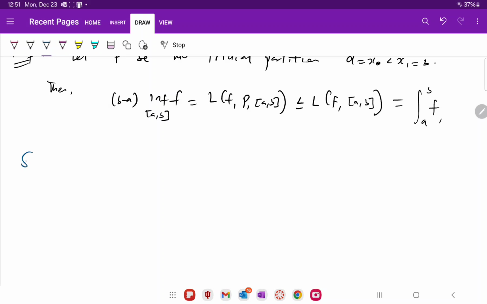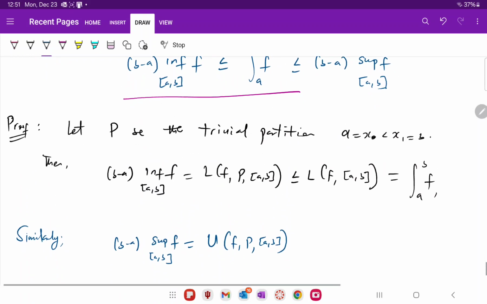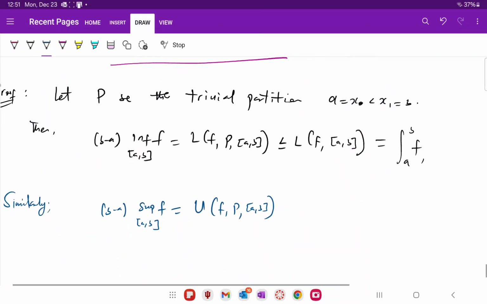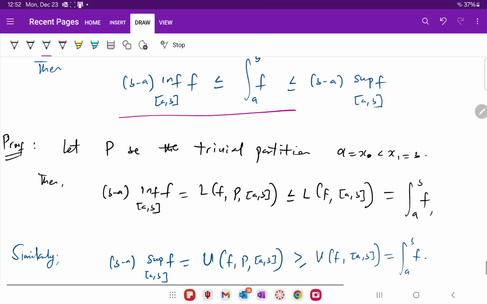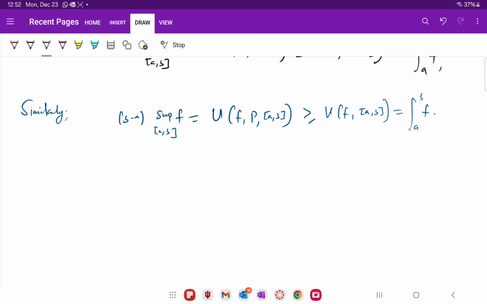So similarly, (b - a) times the sup of f over [a, b]. This is the definition of the upper Riemann sum. And then we know that this is also greater because the upper Riemann integral has to do with the infimum. So the upper Riemann sum is greater than or equal to the upper Riemann integral, and then this is also equal to the integral over [a, b] of f. So we have proved both directions.